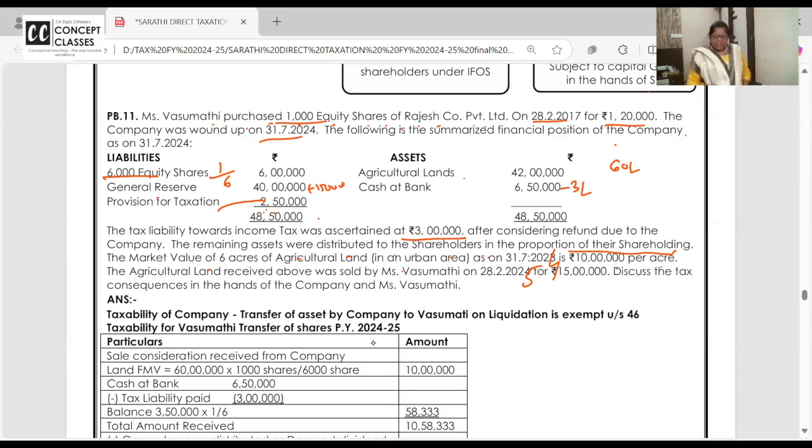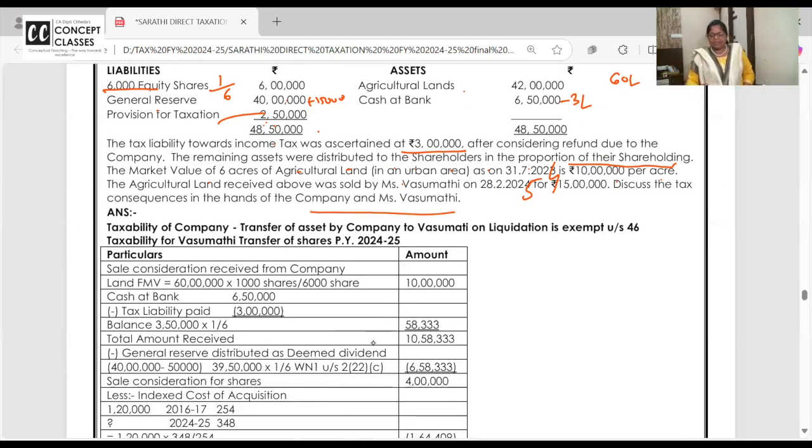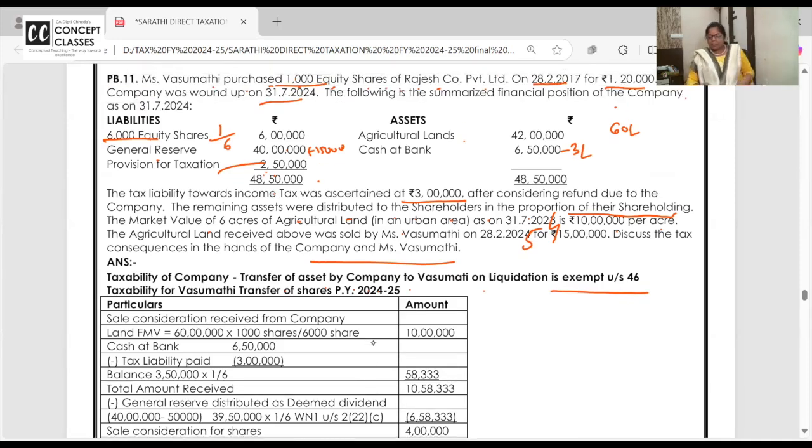Discuss the consequences in the hands of the company and Vasumati. Let us see. Transfer of the asset by company to Vasumati on liquidation is exempt. Company is saying to Vasumati, you take the agricultural land, you take the reserves and all, against your share, we are closing. So when the company is transferring 1/6 of the agricultural land and cash to Vasumati, in the hands of the company, any assets transferred on liquidation by the company to a shareholder is an exempt transfer under section 46.